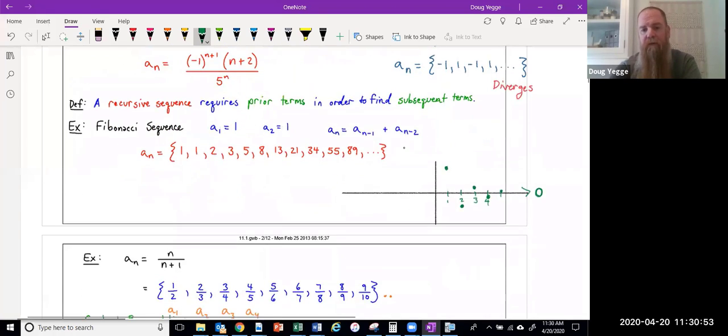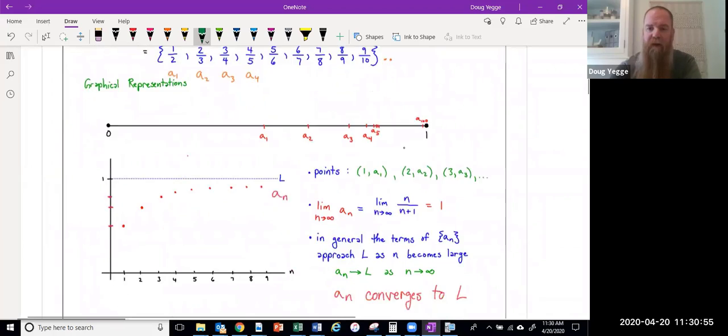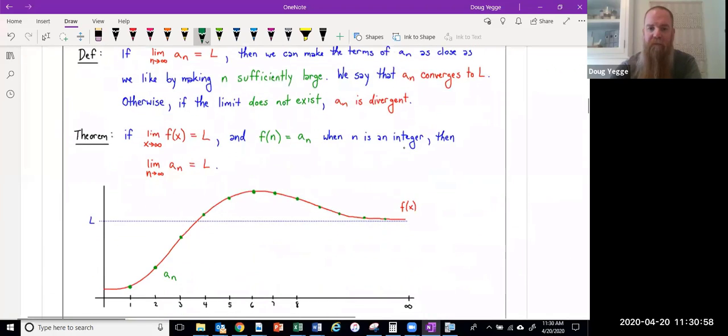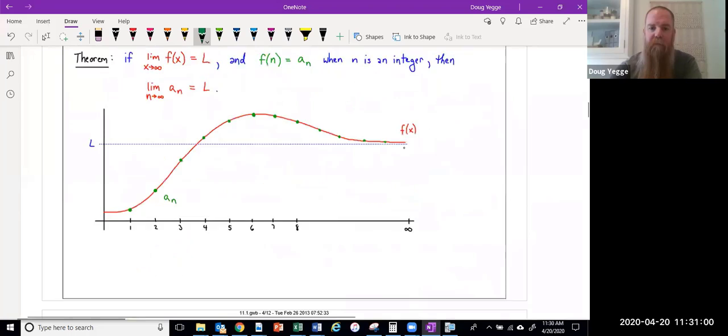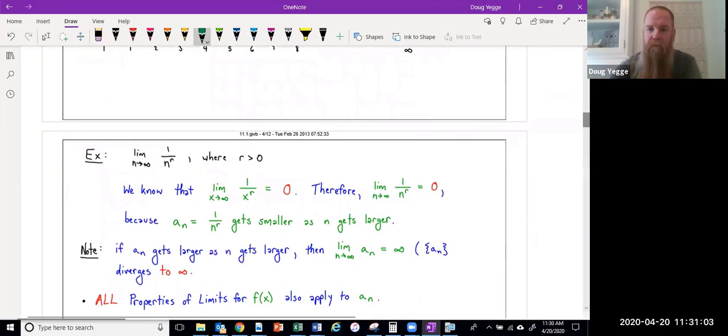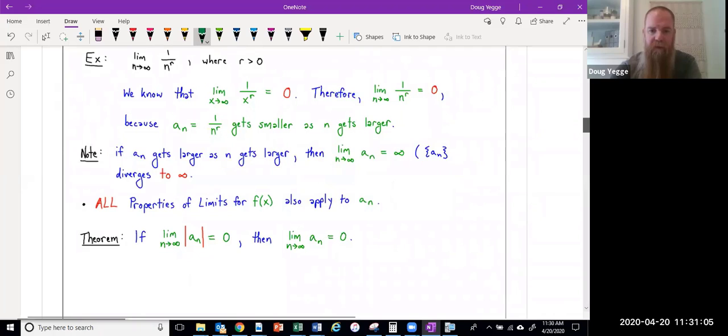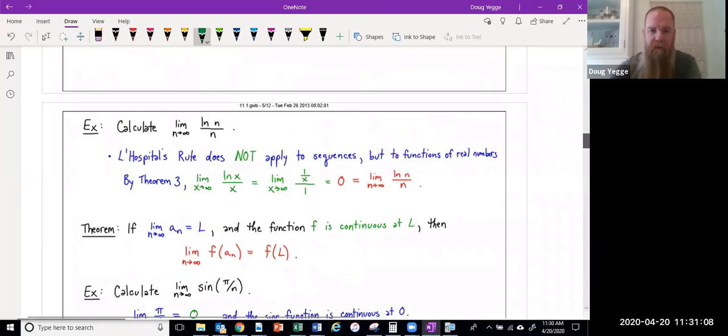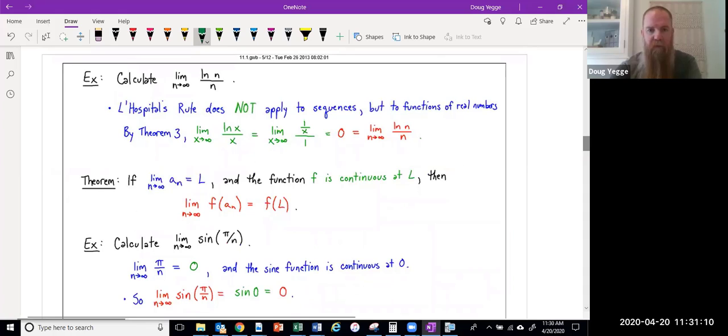Now there's different ways to actually compute these limits, but a lot of times the easiest way to do so is to make it a function. There's just one more thing that I wanted to talk about here, and that's L'Hopital's rule. One way to calculate limits, remember, was L'Hopital's rule. But the most important thing to recognize here is L'Hopital's rule does not apply to sequences. So I can't use L'Hopital's rule on this right here.